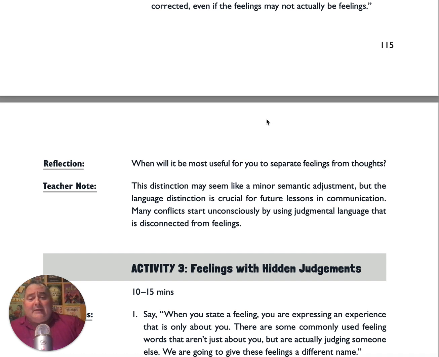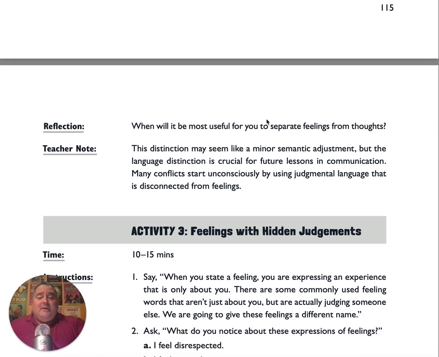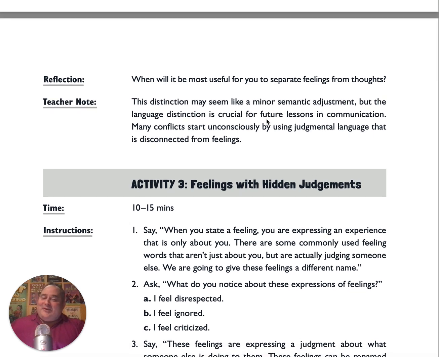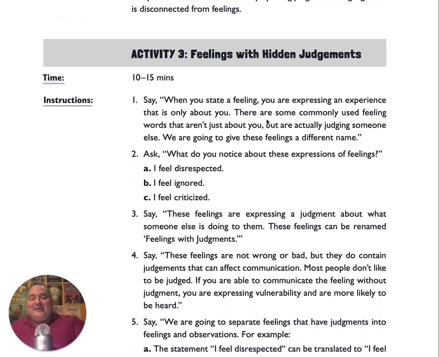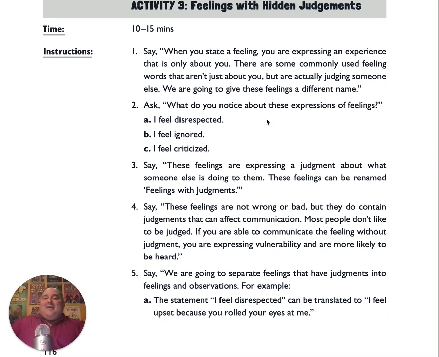Okay, we're going to head to activity number 3. Again, feelings with hidden judgments, another tricky subject area. Say here, when you state a feeling, you're expressing an experience that is only about you. So that can be useful. There are some commonly used feeling words that aren't just about you, but are actually judging someone else. And we're going to give these feelings a different name.